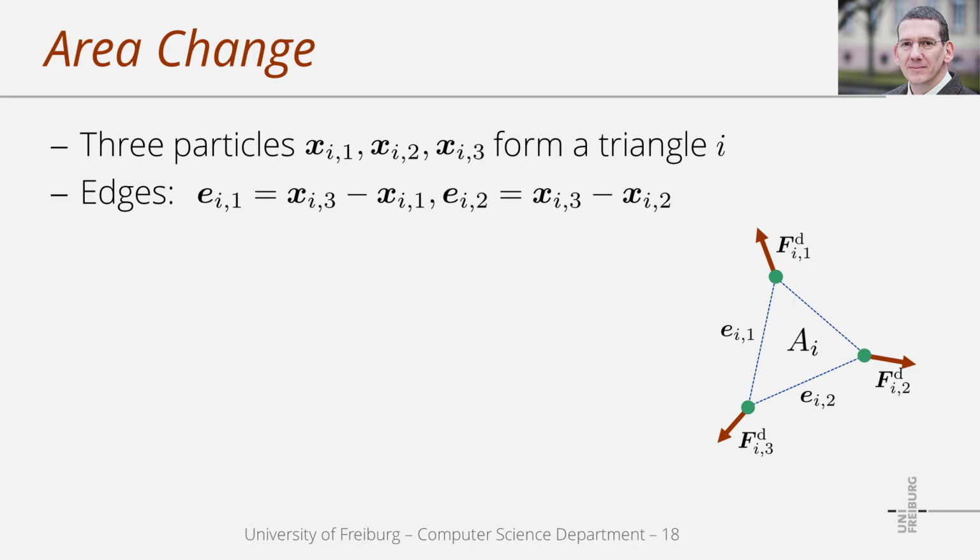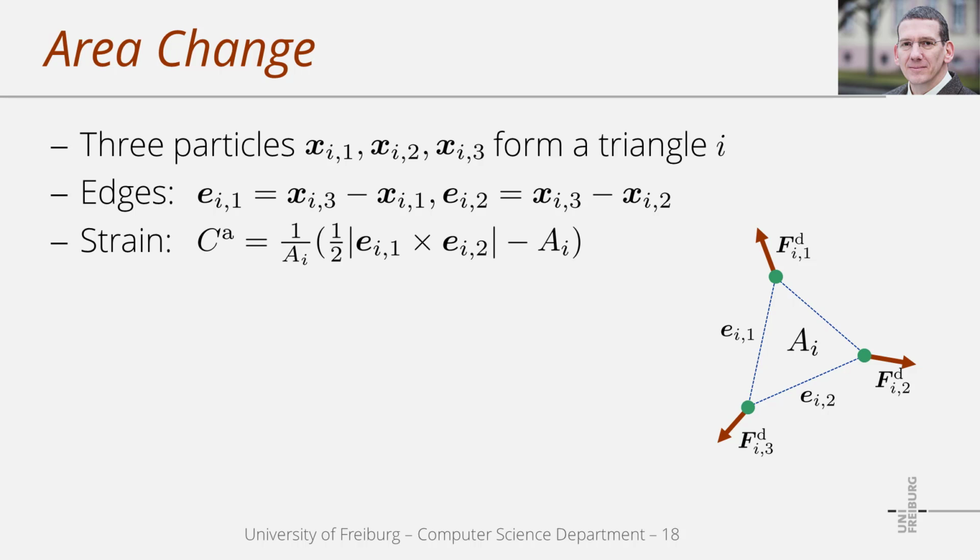Before we look at our strain function, I introduce some notation to simplify the expressions. So EI1 is a vector from xi1 to xi3, and EI2 is a vector from xi2 to xi3. So basically E1 and E2 are two of the edges of the triangle. Now we define the strain function CA.